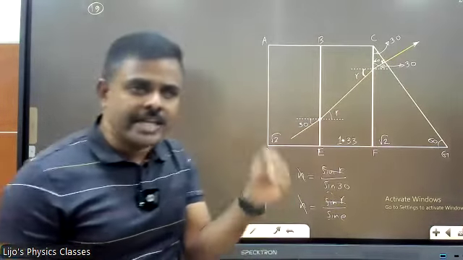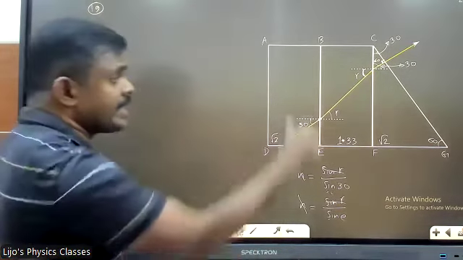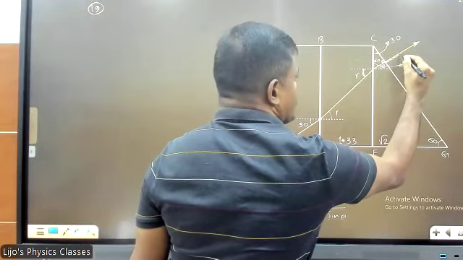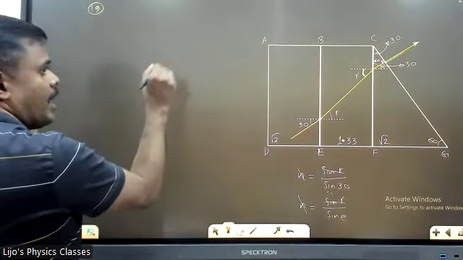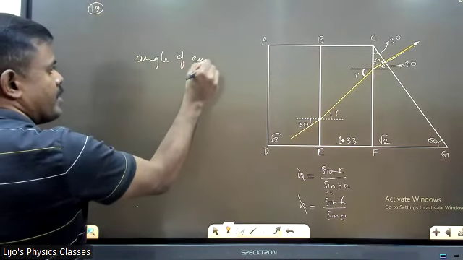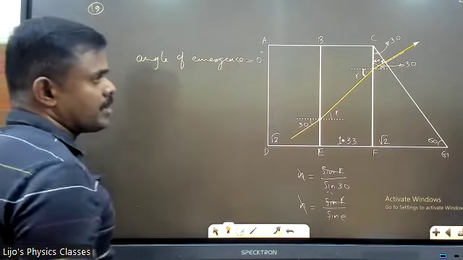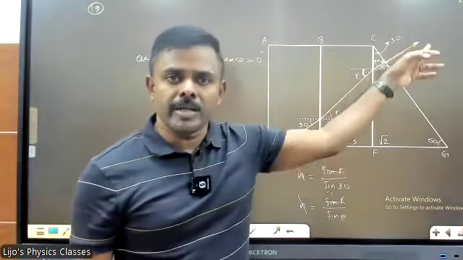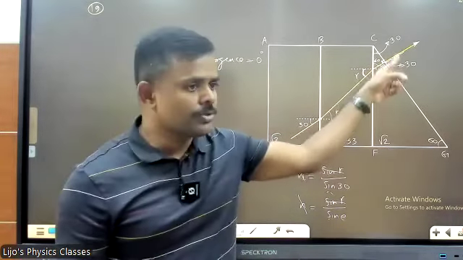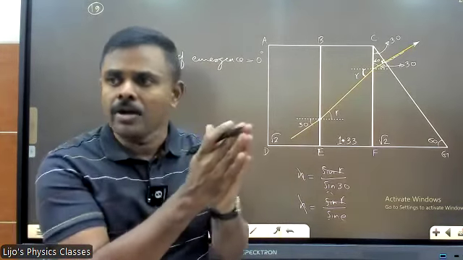They are asking you to trace the ray. They are also asking you to find the angle of emergence. What is the angle of emergence? The angle at which it is coming out. Look at that. I can draw the normal there. So it is coming out, and it's coming out along the normal. So the angle of emergence is how much? The angle of emergence is 0 degrees because it is coming out normally. The normal is also along the same direction. So the angle between those two is 0. It's coming out normally means it's coming out along the normal.